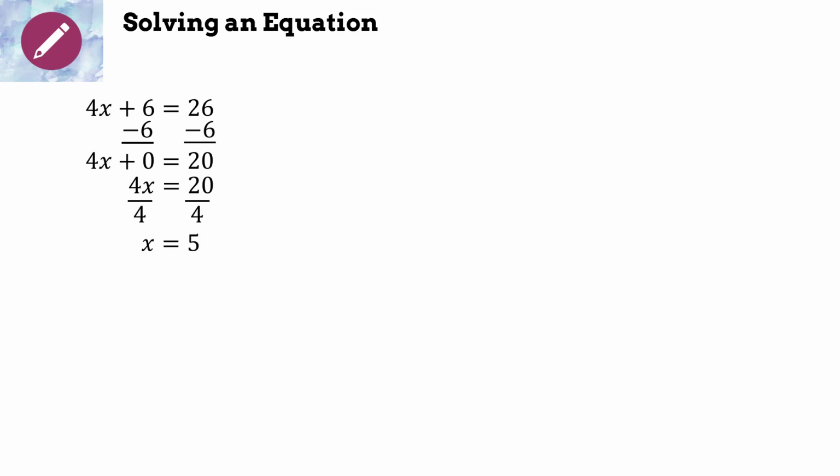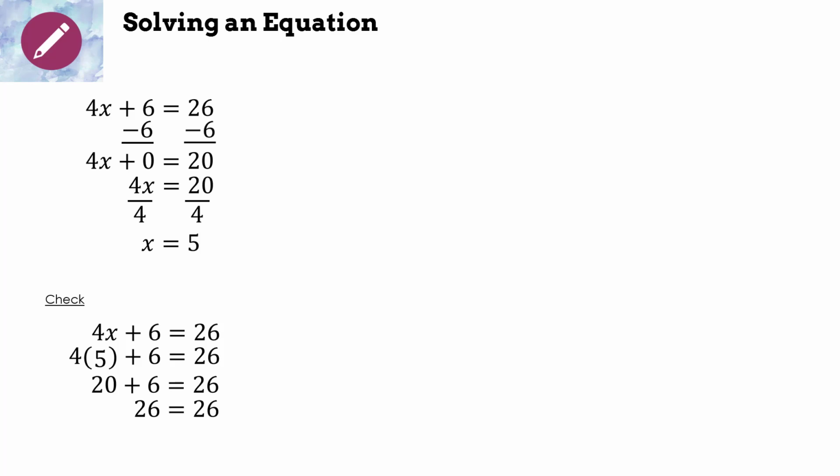We think x equals 5, we really need to check it. So what I do is I rewrite the original equation, then I put 5 in for my x, and I follow orders of operations. Orders of operations say I have to multiply first. So 4 times 5 is 20, 20 plus 6 is 26, and 26 will always equal 26, so that means x equals 5, and we did it.